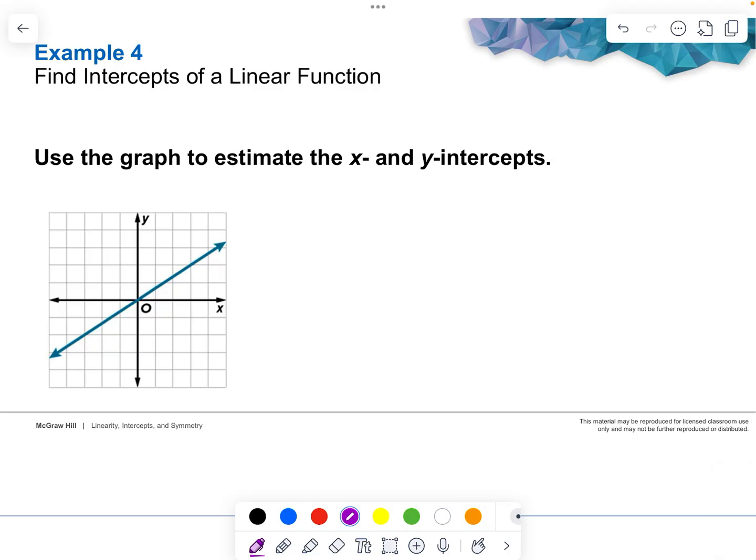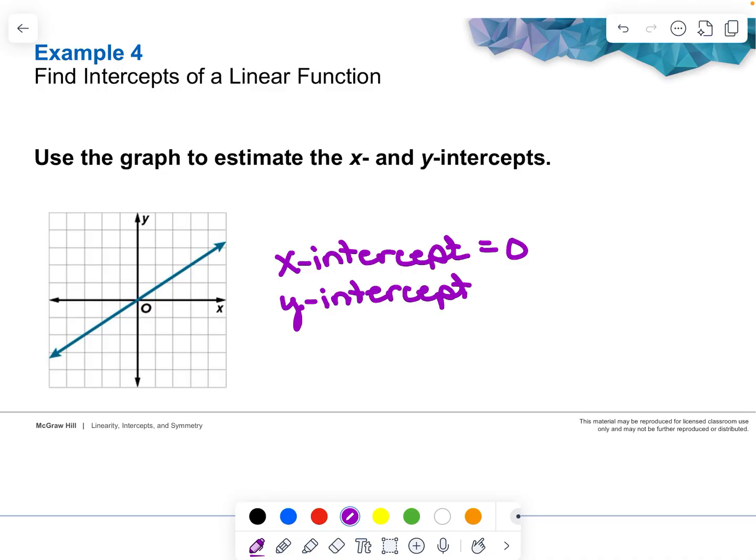Okay, find the intercepts of a linear function. Use the graph to estimate the x and y intercepts. So where does it cross the x and the y axis? In this first example, it only crosses each once, so our x-intercept is 0, and our y-intercept is also 0.